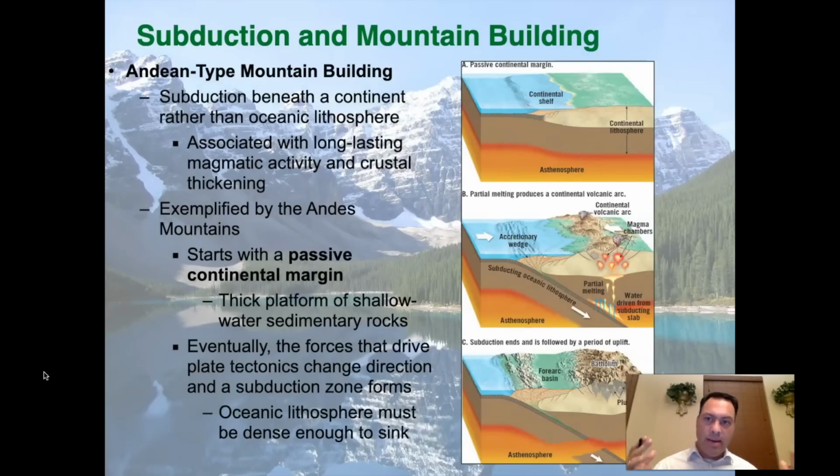Let's talk about Andean type mountain building. This is where there's a slightly different plate tectonics setup. In this case, subduction beneath the continent occurs rather than oceanic lithosphere. And this is associated with long-lasting magmatic activity and crustal thickening on planet Earth. And so we see this in the Andes Mountains, which is what it's named for. In fact, we say this right here, exemplified by the Andes Mountains.